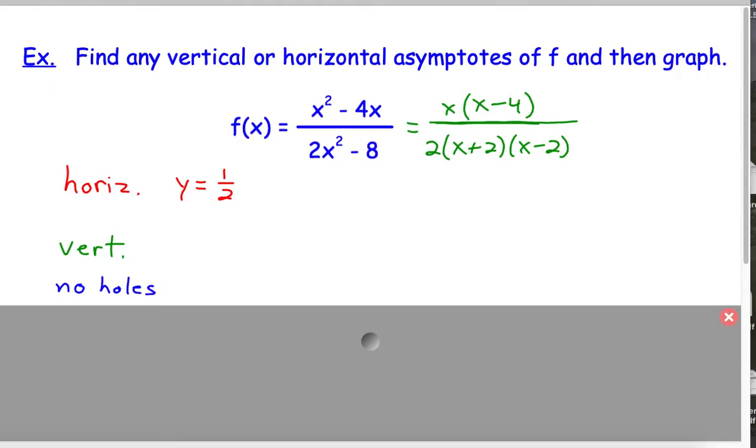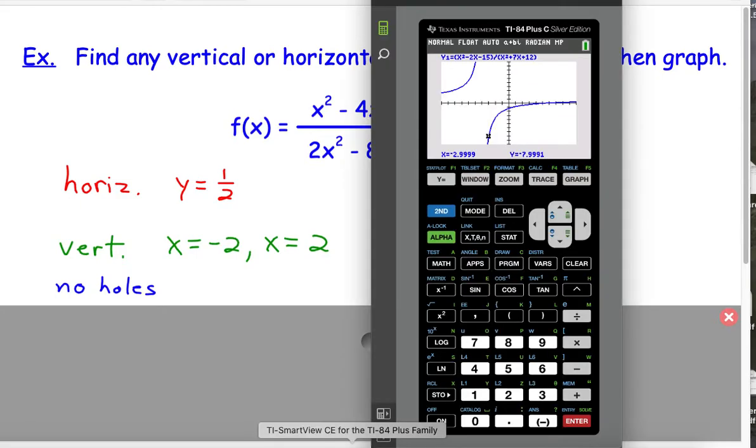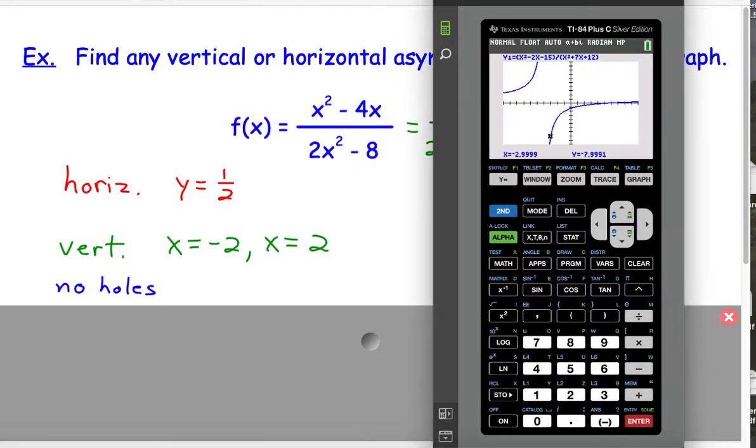But we do have vertical asymptotes, and that would be what makes the denominator 0. That would be when x is equal to negative 2. And what makes the other factor 0? That would be when x equals positive 2. So those are your vertical asymptotes: x equals negative 2, and x equals positive 2. So let's just call this up on the calculator and graph it.